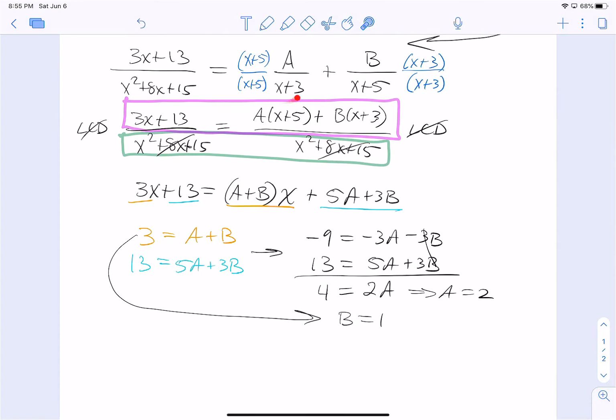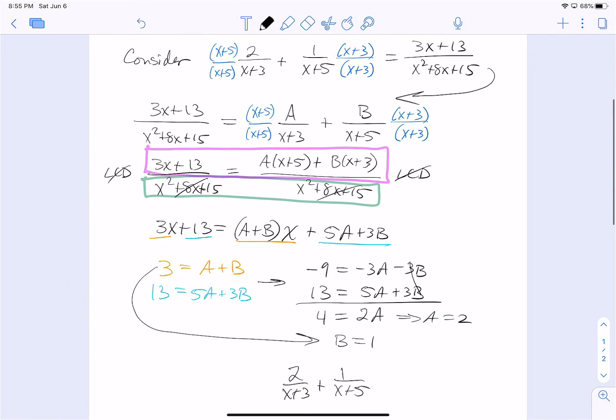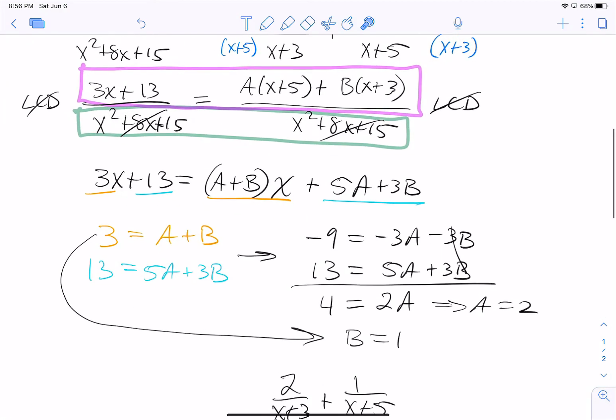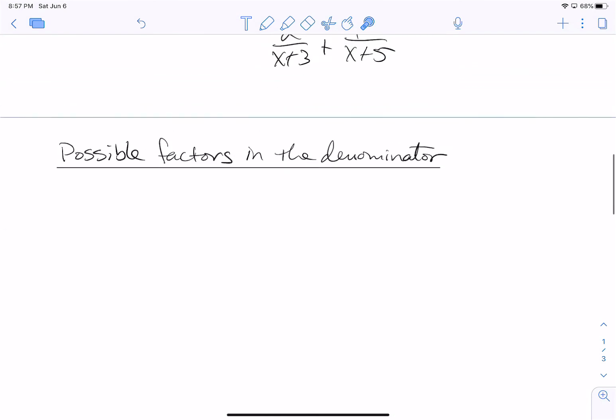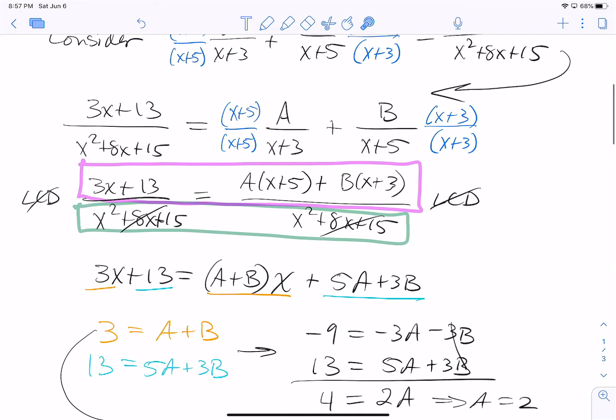You see, we had A over x plus 3, so 2 over x plus 3, plus B over x plus 5 with B equals 1 gives us 1 over x plus 5, which is, of course, what we started with, so we knew the answer to this one. The point is, though, we're going to be doing this with fractions where we didn't know where they came from. That was a fairly fast overview, but we'll be exploring this more as the videos go on. We're going to look at possible factors in the denominator because, folks, we're going to be looking at denominators like the one we just saw, x squared plus 8x plus 15.